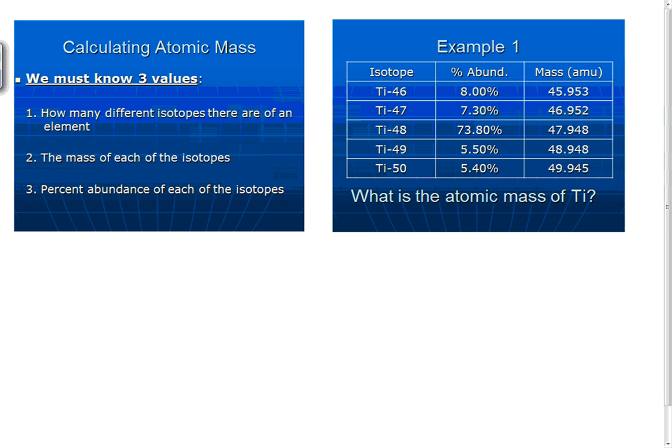In order to calculate the atomic mass, we need to know three things. We need to know how many isotopes there are. We need to know the mass of each one and the percent abundance of each one. So using the table on the right for our example, we have 1, 2, 3, 4, 5 different isotopes. So we have 5 isotopes, and we have the mass and the percent abundance of each one.